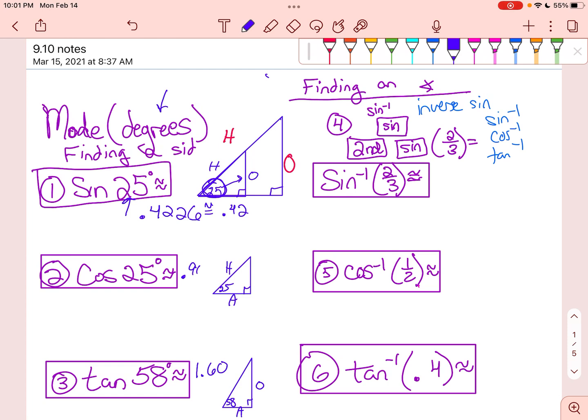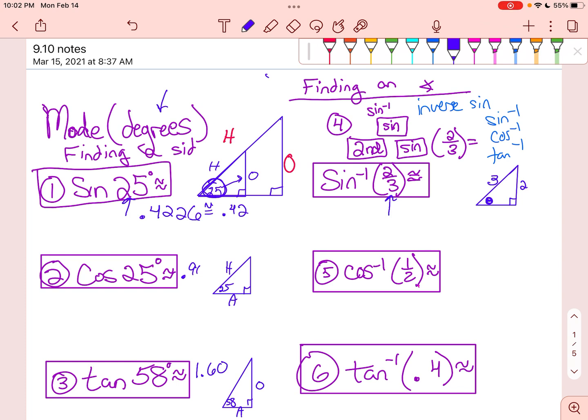Okay. The next thing we're going to practice is finding an angle measure. So if we were actually looking for an angle measure, and for example, they're telling you that the ratio of the sides is 2 to 3. Okay, that's what this means. I have a right triangle and I have some angle. We call it theta. So usually you guys are going to see a circle with a line through it. That means theta. It's saying that the opposite side is 2 and the hypotenuse is 3. They're asking us what angle is that?